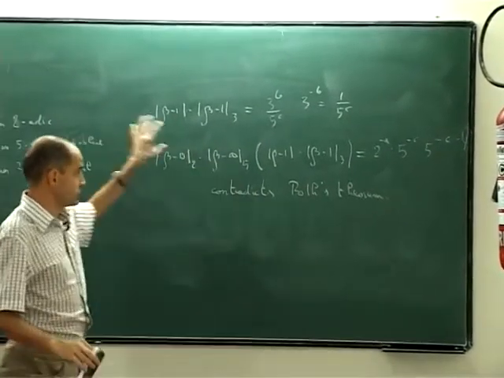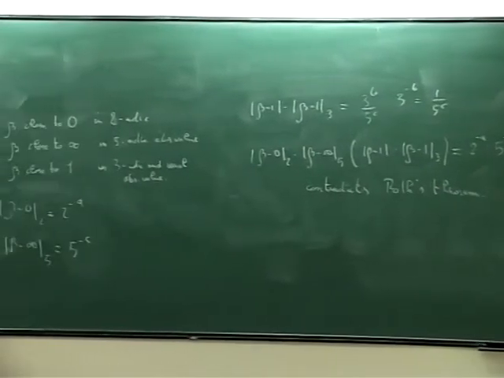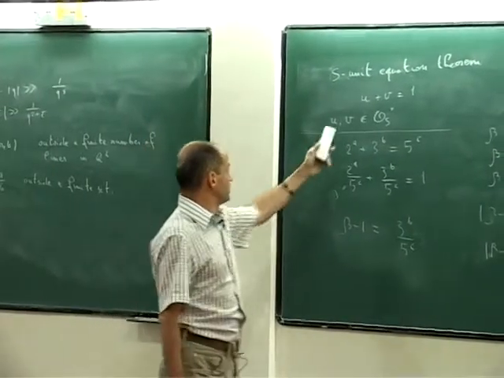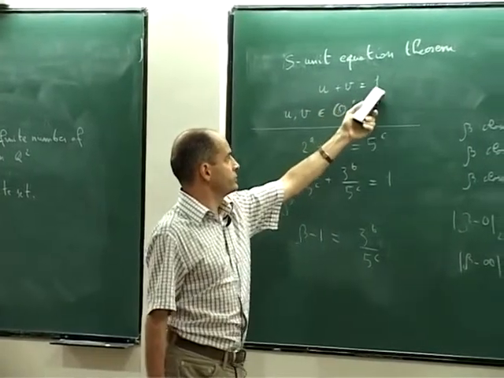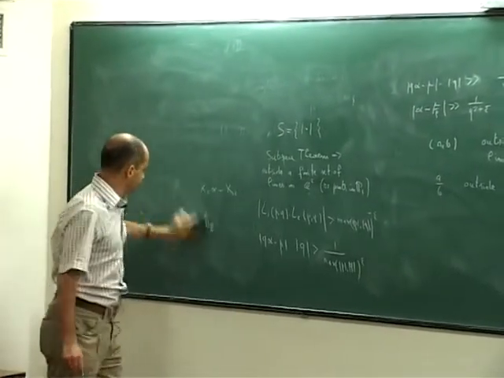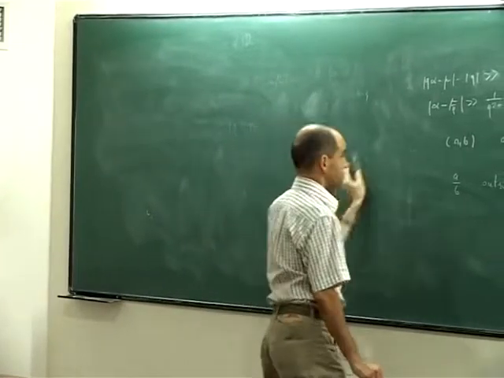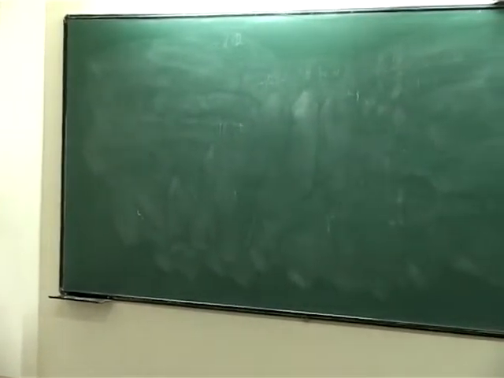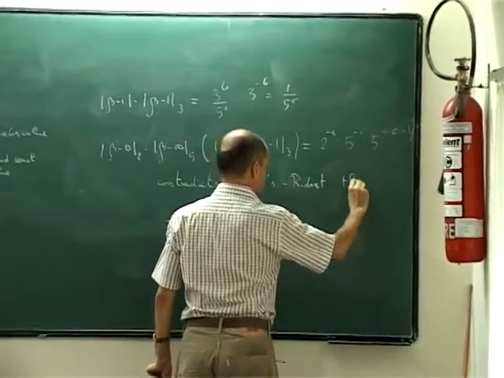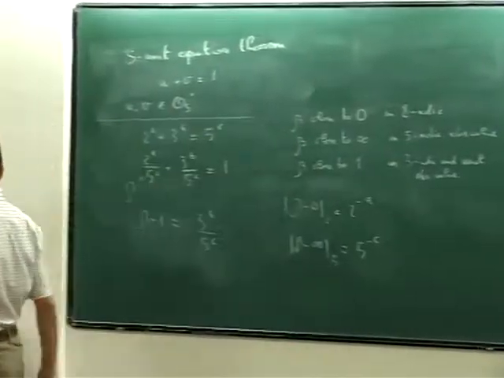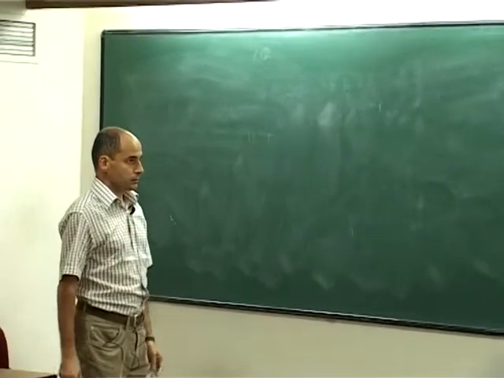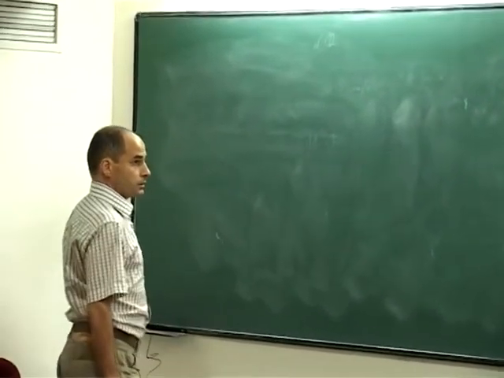Now I'd like to generalize this special case and to treat the general case u plus v equals 1. Now we consider the general case, we shall use linear forms in two variables.